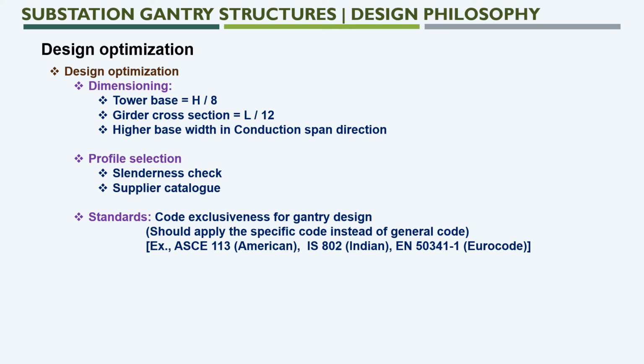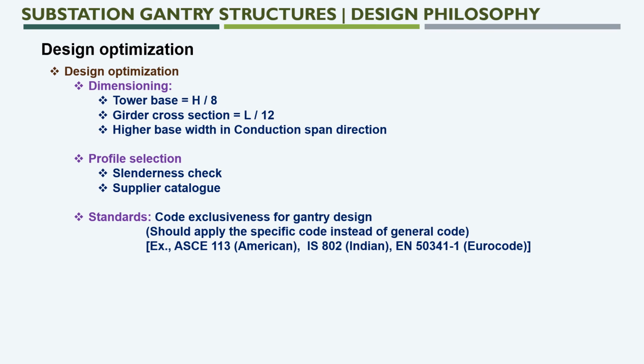Next one is standards. Code exclusiveness is very important for gantry structure. We should not follow the general code of each nation; specific standards are to be followed. Suppose ASCE 7-10 in American standard is a general code for loads calculations, like dead load, live load. It never has load calculation for substation projects.